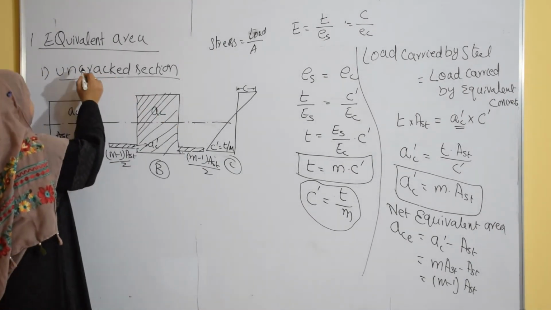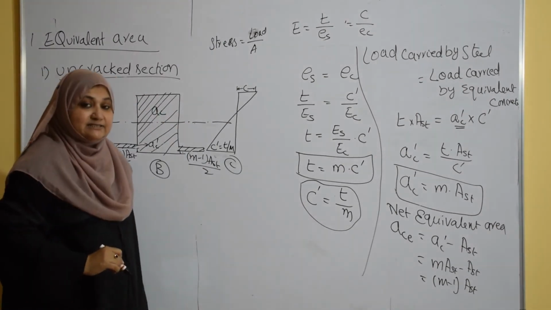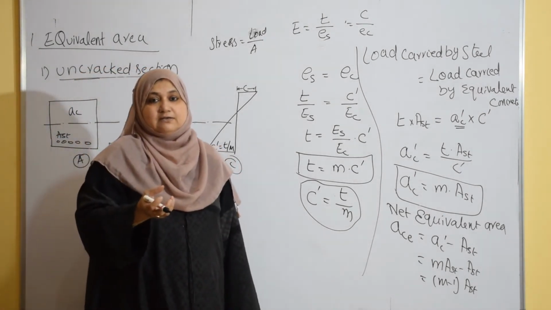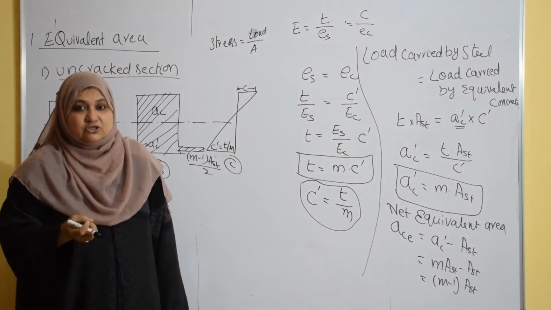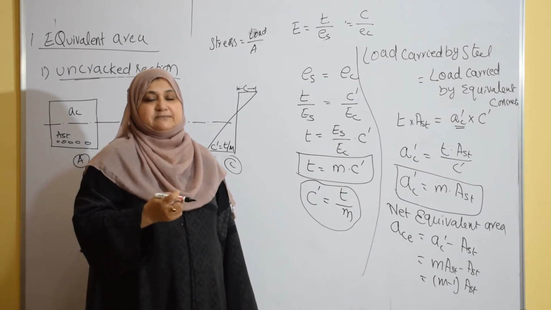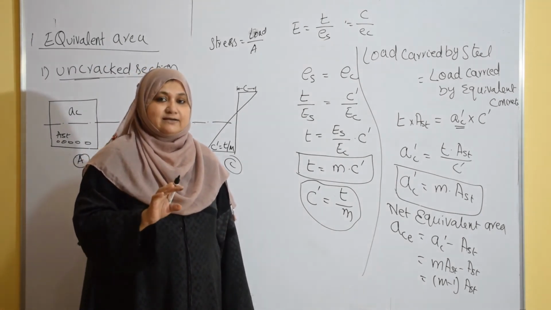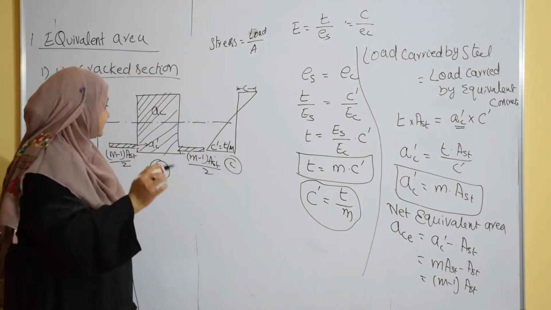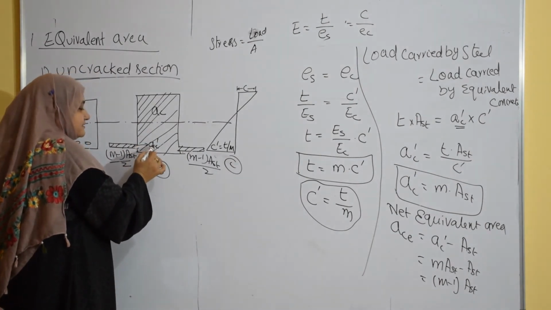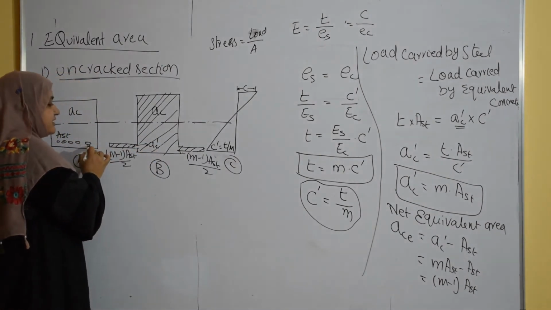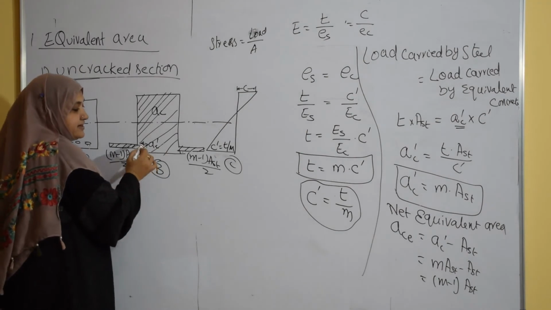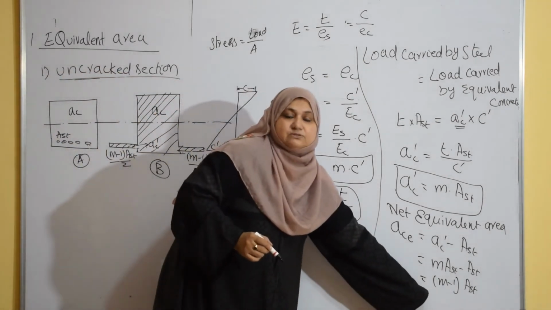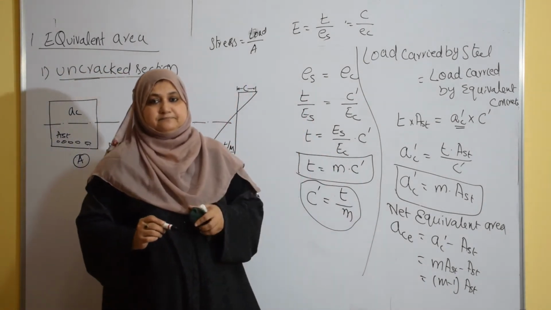So in case of uncracked section, when will you call it uncracked section? When the load is small, the tensile stresses in the concrete in tension zone are less than the permissible, then the section will not crack. In such a case, we are removing this steel and replacing it by some concrete that is equal to M minus 1 into AST.